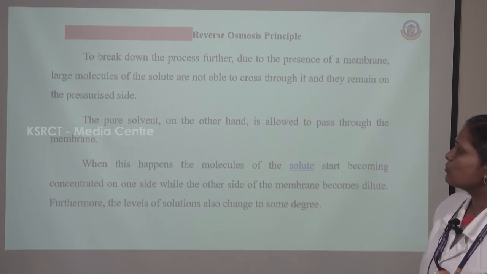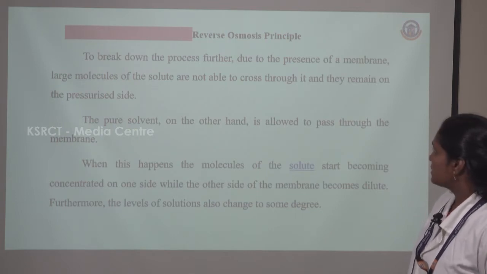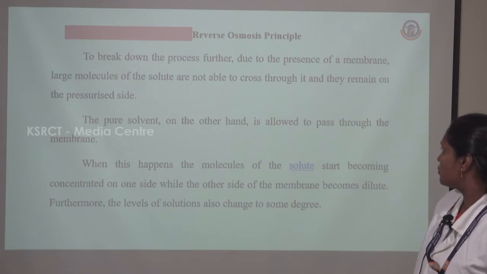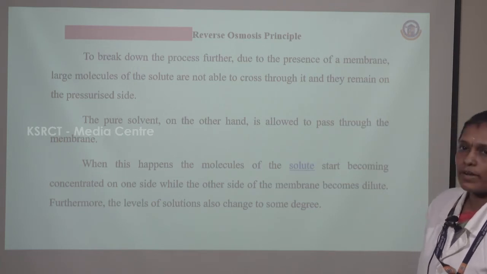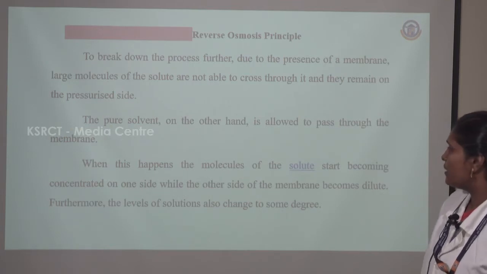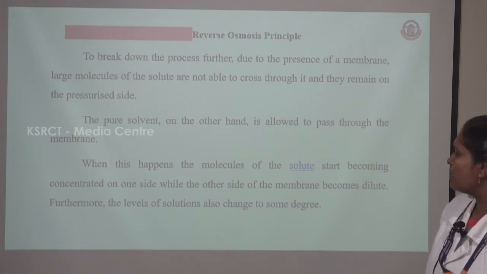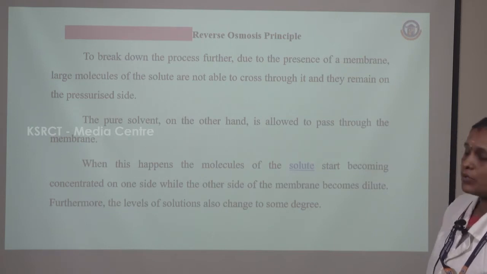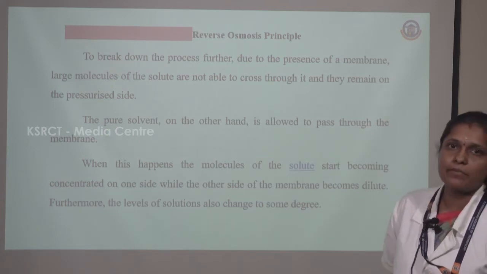So what is the reverse osmosis principle? To break down the process further, due to the presence of a membrane, large molecules of a solute are not able to cross through it and they remain on the pressurized side. Pure solvent, on the other hand, is allowed to pass through the membrane. When this happens, the solute becomes concentrated on one side while the other side of the membrane becomes dilute. Furthermore, the levels of the solution also change to some degree.